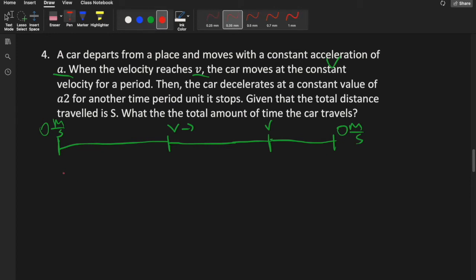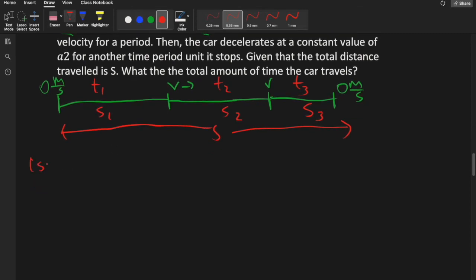And we know the total distance is s, right? So what I did is I separated the question into 3 parts. So here is T1, T2, T3. And here is S1, S2, and S3. Well, there are 2 ways of solving this problem. So the first way involves a little bit more steps.